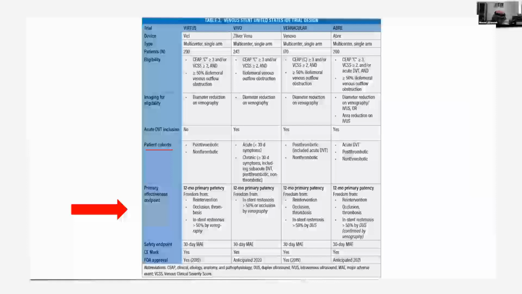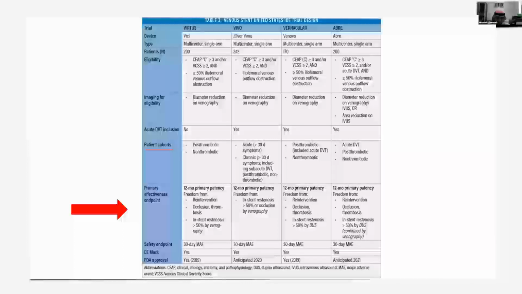And as you see, more or less the primary effectiveness endpoints of all the studies and the trials in which these stents were used are mostly single arm: the Vici, the Zilver, the Venovo, the Abre, from different manufacturers. Most of them focus on freedom from reinterventions, occlusion, or in-stent stenosis, which, despite being assessed by duplex or venography, is again operator dependent.